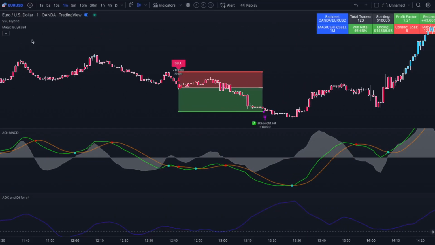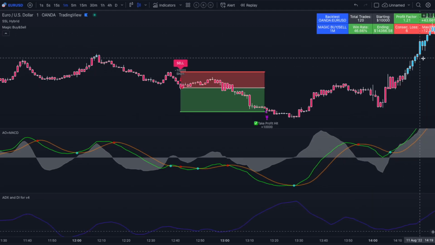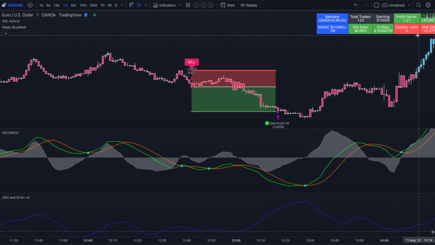Alright guys, it took me a little while, but eventually I found some nice settings that work really well on the Euro/US dollar chart. We took a total of 120 trades with a win rate of, let's say, 47%, a total gain on account of 43.66%, with a max drawdown of 12% and a max amount of consecutive losing trades of 6.